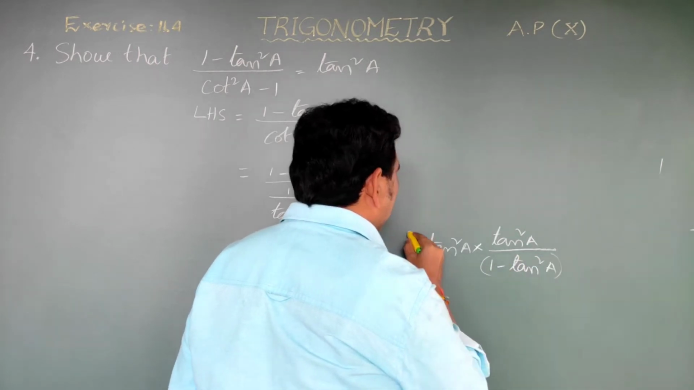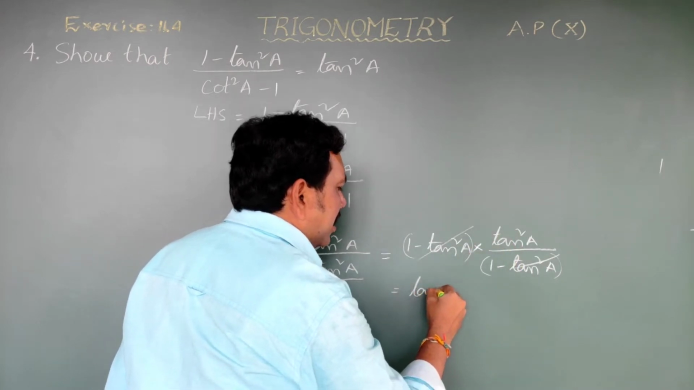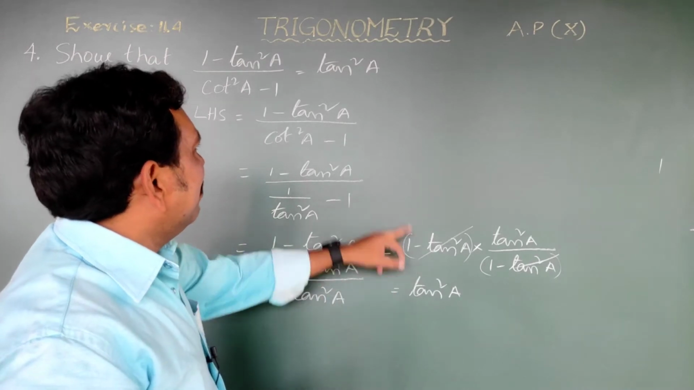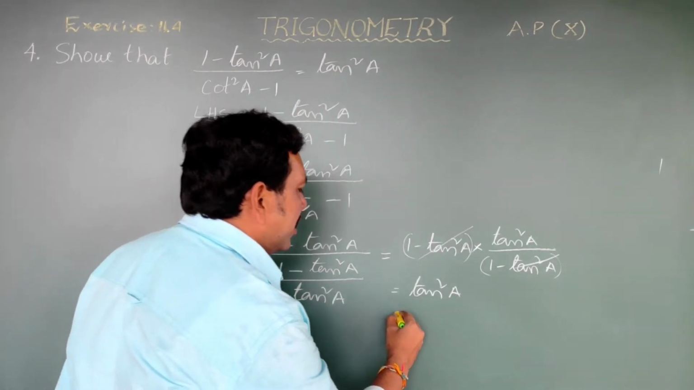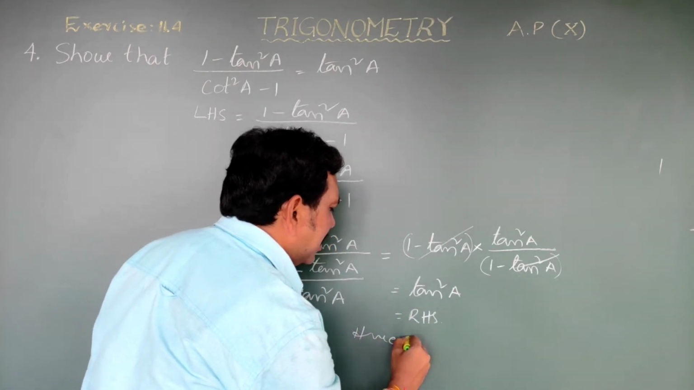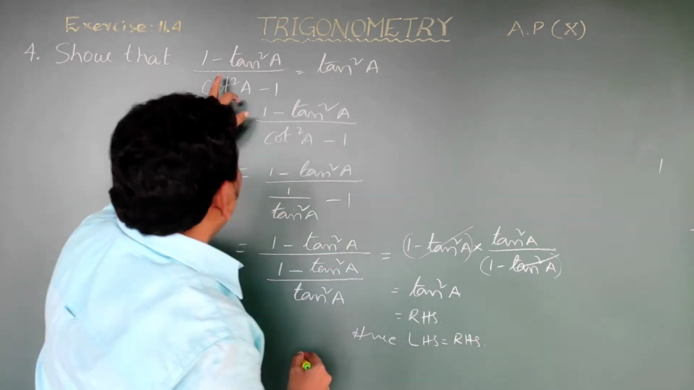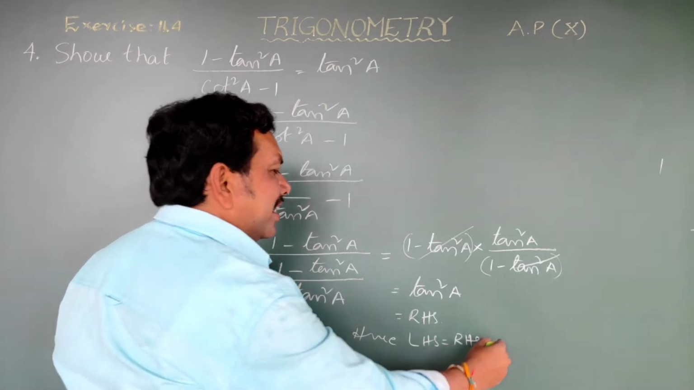Here 1 minus tan square A and 1 minus tan square A get cancelled. Answer is tan square A. Okay, so we got RHS. We have taken LHS, finally we got RHS. Hence LHS is equal to RHS. (1 minus tan square A) by (cot square A minus 1) is equal to tan square A.